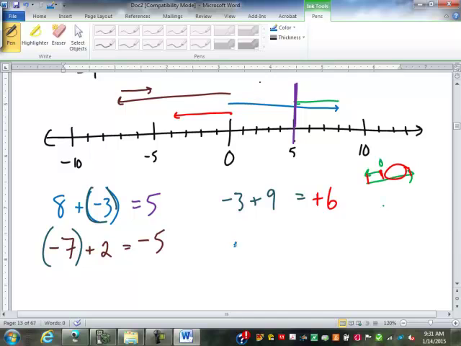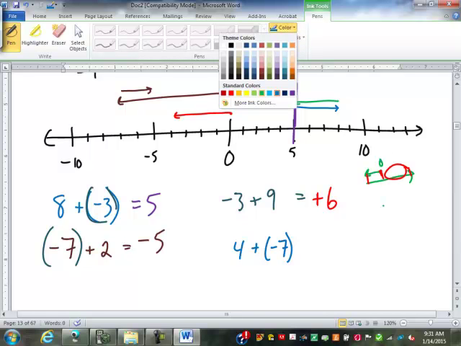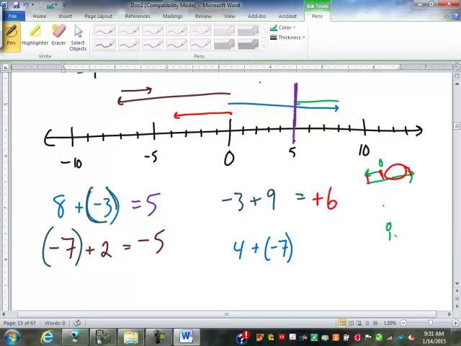Or we might have 4 plus a -7. Again, I'm going to keep that picture in the back of my head. Here's 0. 4 goes this way. -7 goes the opposite way. Is it longer or shorter? Longer. 7's bigger than 4, so it goes this way. And so again, this tells me that my answer is negative in this case, and the difference between those lengths is 3, so it's a -3. Does that make sense?